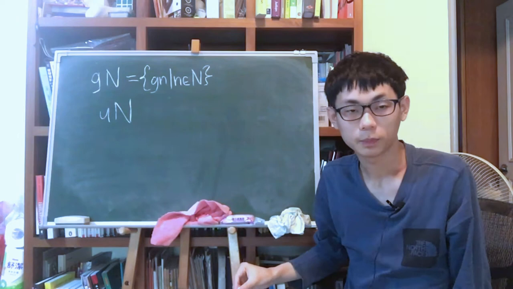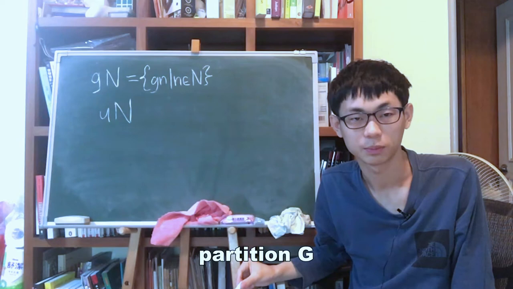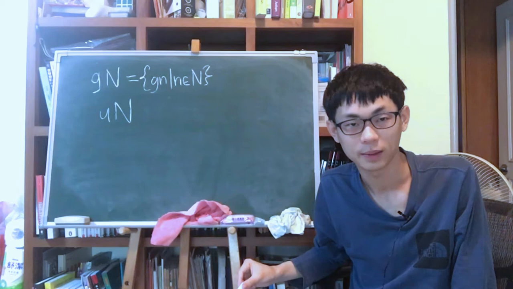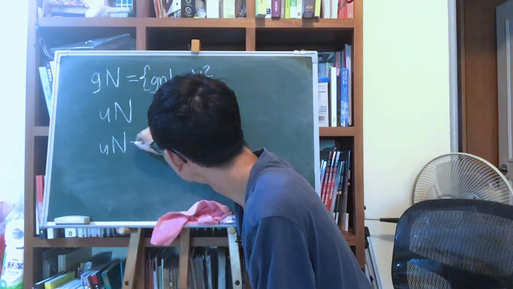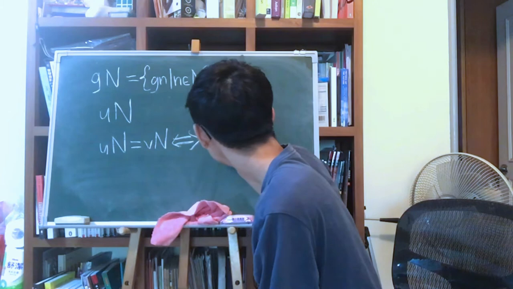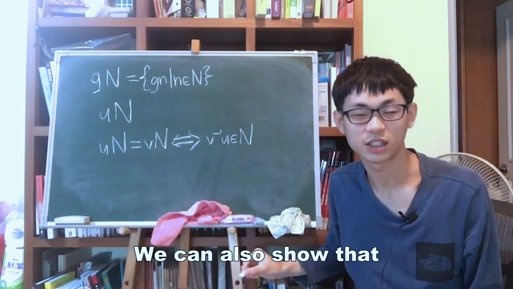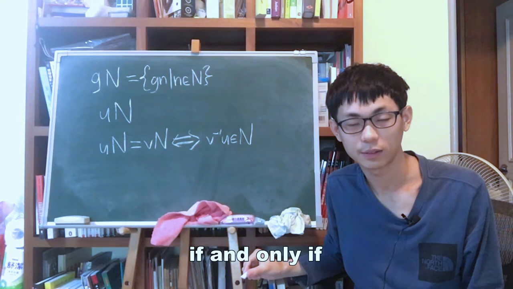We can show that the left cosets of N partition G. So given a coset uN, any element of uN is called a representative of uN. We can also show that two cosets uN and vN are equal if and only if v inverse u is an element of N.